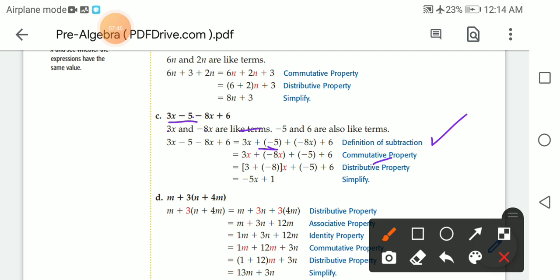Commutative property, I changed the places or the order of numbers. And then distributive property, I put here x outside and here 3 plus negative 8, and then solve for this. Negative 8 plus 3 gives you negative 5x. And because x is outside, I have negative 8 and 3, negative 5, and then x plus what? 6 and negative 5 gives me 1, positive 1.